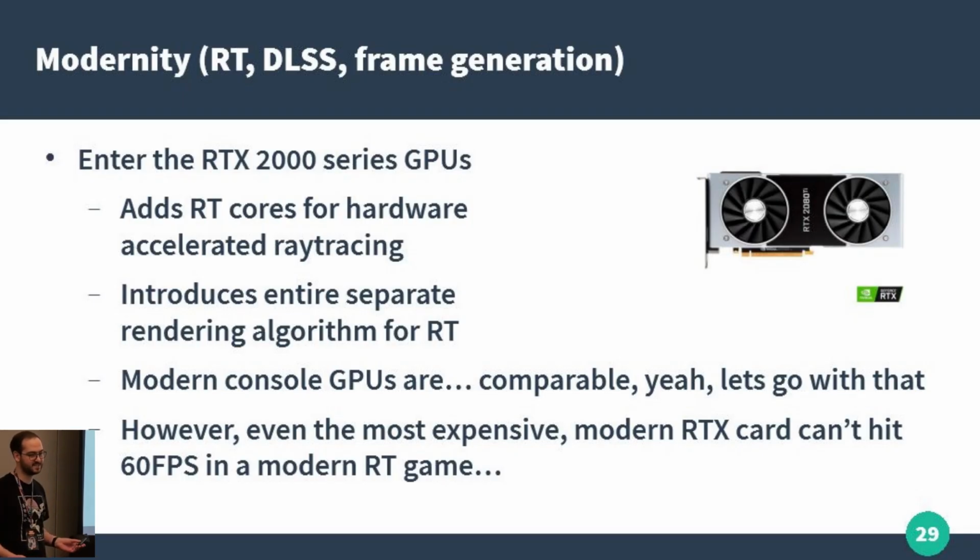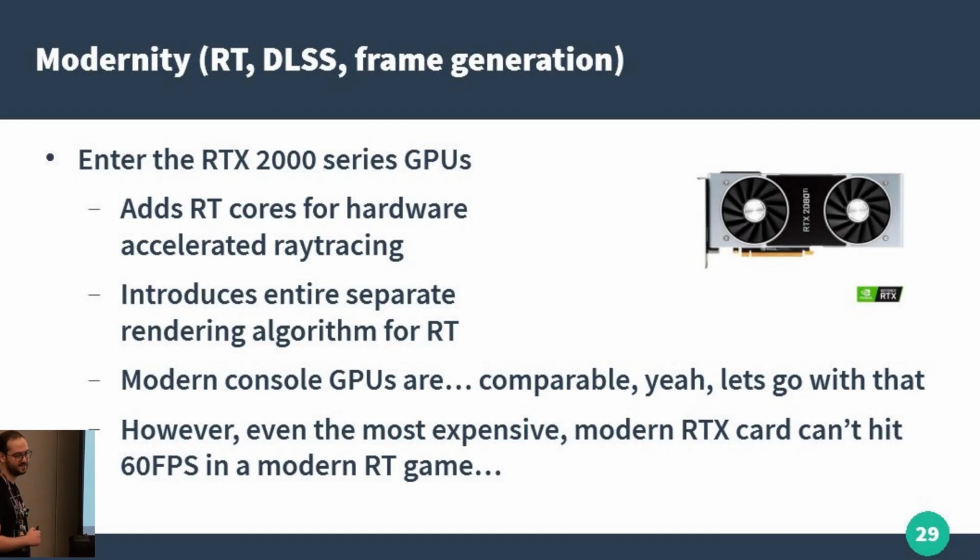So it's great that we have ray tracing now with these cards, and great, that's going to miraculously solve all of our problems. But even the most expensive modern RTX card can't hit 60 FPS in a modern RT game with everything turned up. At least not without a little bit of help.